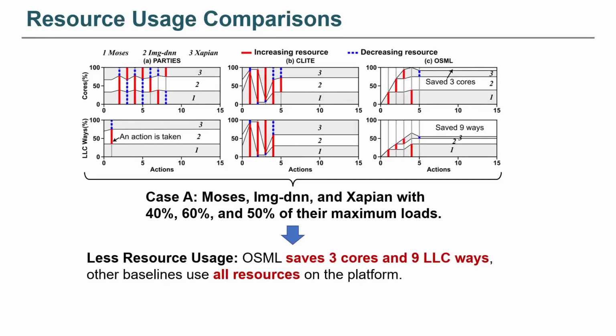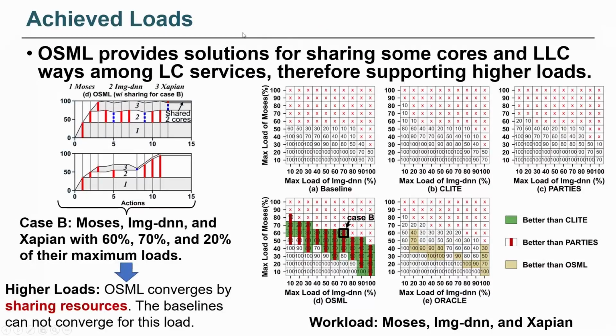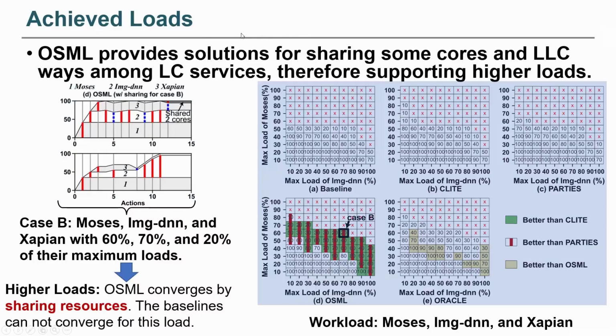It saves 3 cores and 9 LLC ways, while other baselines use all resources on the platform. OSML provides solutions for sharing some cores and LLC ways among LC services, therefore supporting higher loads. For example, in this figure, OSML can support this load by sharing 2 cores between 2 LC services. The baselines cannot converge for this load. Another figure shows the achieved loads of a combination of 3 LC services. OSML can achieve 10% to 50% higher loads in the highlighted cells in Figure D.